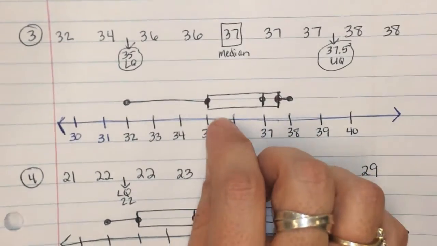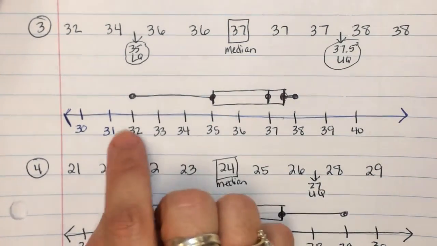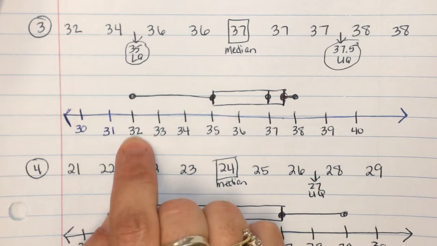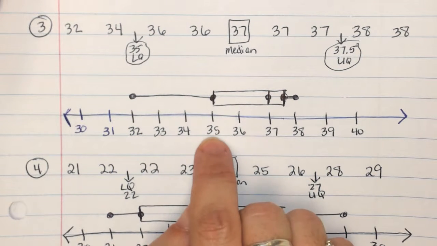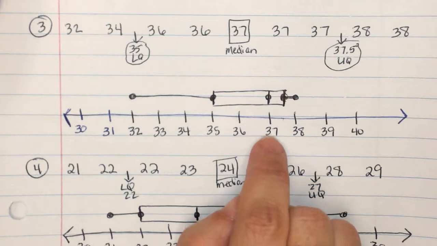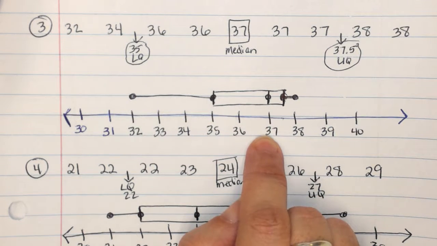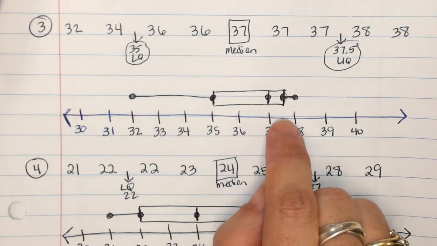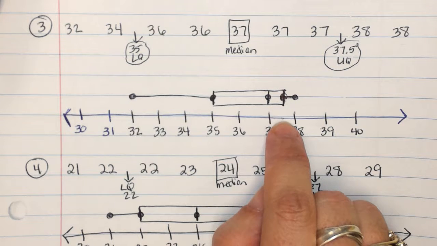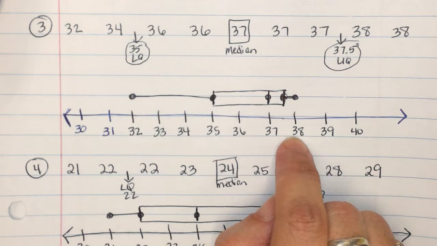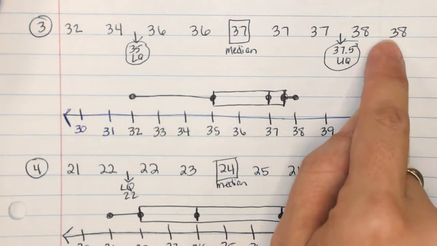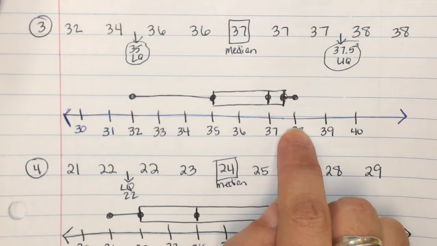Number 3 should have had the lowest whisker at 32. 35 was the LQ. Median 37. UQ was 37 and a half. So look and make sure you got it in the middle between 37 and 38. And then your highest piece of data was 38. So that whisker stops at 38.